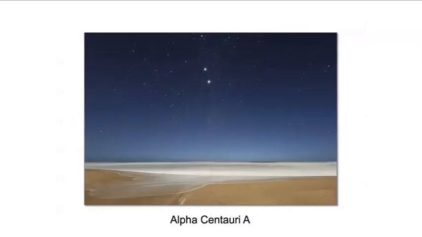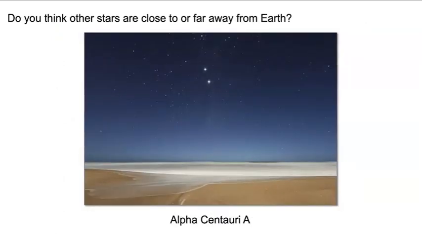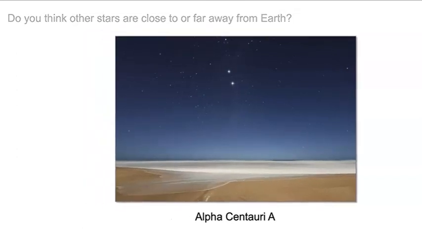Let's look again at the photograph of Alpha Centauri A. Do you think other stars are close to or far away from Earth? This star looks very similar in size to Alpha Centauri A. Do you think this star is a similar distance away from Earth? Maybe. And I see some very tiny stars in the photograph. Do you see them too? Maybe those stars are even farther away from Earth than Alpha Centauri A.